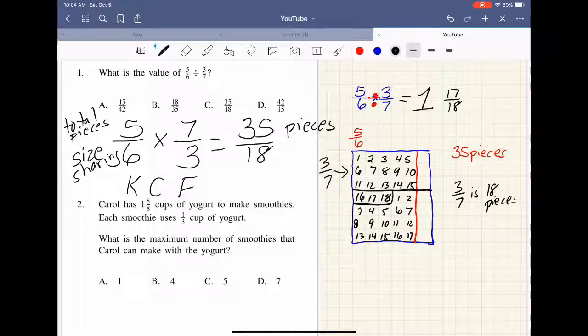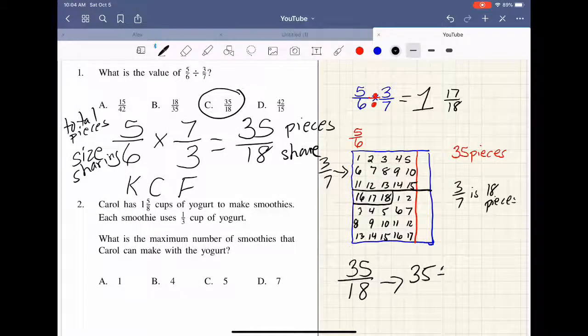And so once I do that, I know that out of 35 pieces I have, I need to share them into 18 pieces. And of course, for this problem, I don't have to simplify. I can just see it right here. But I could have gone further and just simplified that out and figured out that if I have 35 pieces out of 18, this is the same thing as 35 divided by 18, which makes one whole group and 17 out of 18. That's what's happening when we're dividing with fractions.